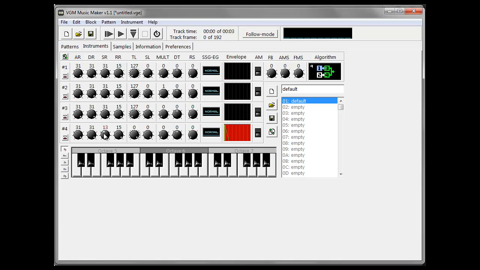Okay, that is the end of the first part of my tutorial. Thank you very much. What we're going to do next is look at how to make a kick drum using only sine waves with no pitch envelope, which is not actually that hard. But thank you very much.